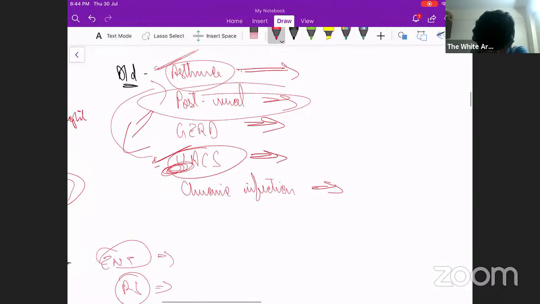Psychogenic cough also is a good differential diagnosis. In adolescent age, psychogenic cough is a very good differential diagnosis. Good.